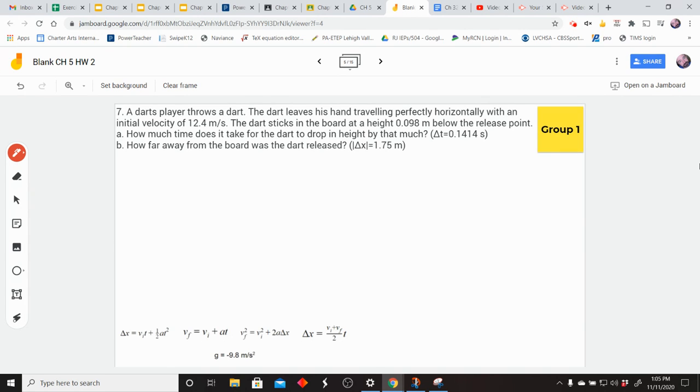So a darts player throws a dart. The dart leaves his hand traveling perfectly horizontally with an initial velocity of 12.4 meters per second. The dart sticks in the board at a height of 0.098 meters below the release point.